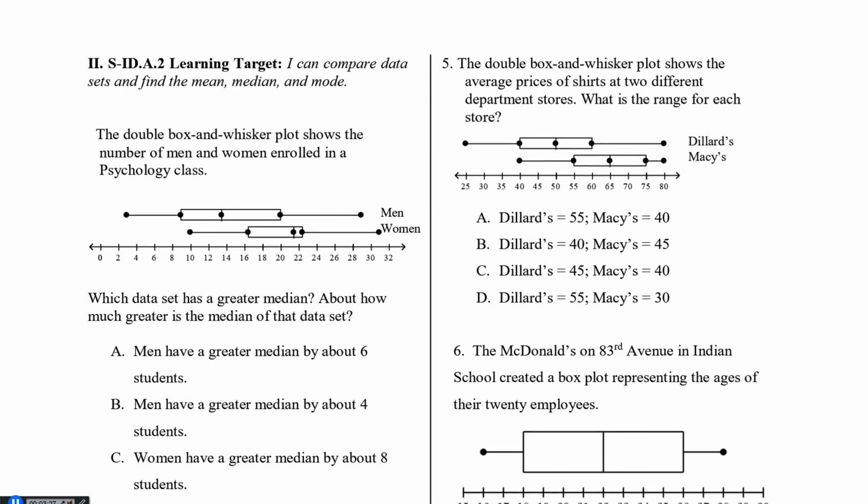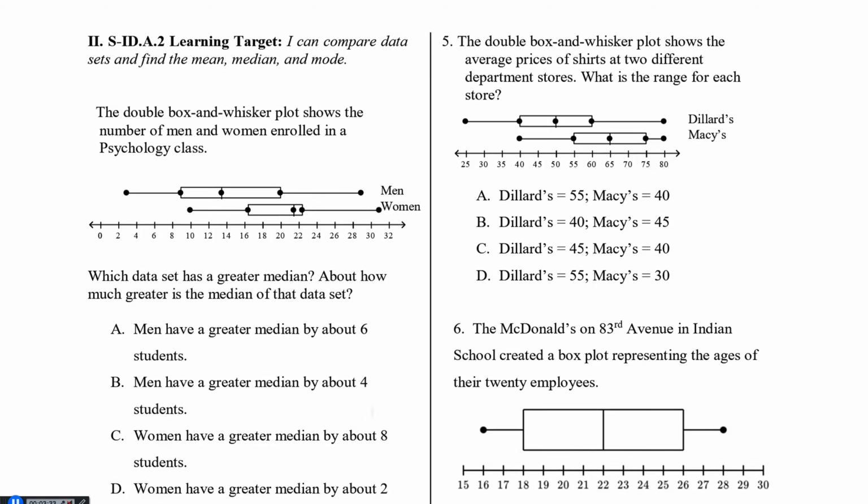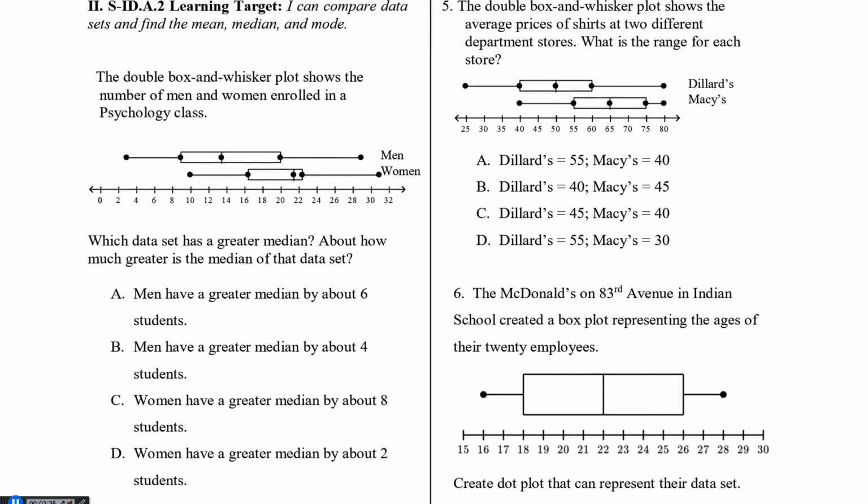Moving on to the next page. Number 3, the box and whisker plot. So this is a double box plot, which has a greater median. So the women have a greater median. Remember, the median is that middle value right there inside the box, and it's greater by about 8 students.